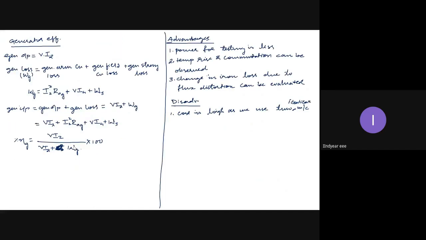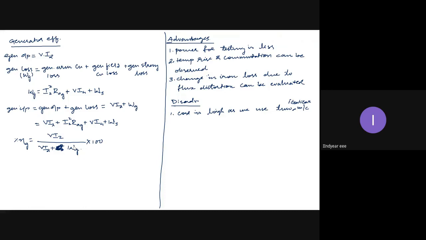The advantage is that with a very small amount of power drawn from the supply, equal to only the losses, both the machines are operated at full load. Because machines are operated at full load, we can study the temperature rise and commutation effect. Also we can observe the variation in the iron losses because of the flux distortion due to armature reaction. The disadvantage is that the initial cost is high.